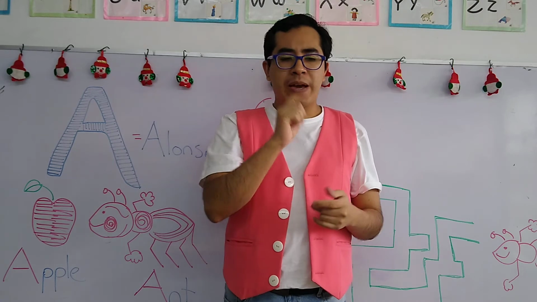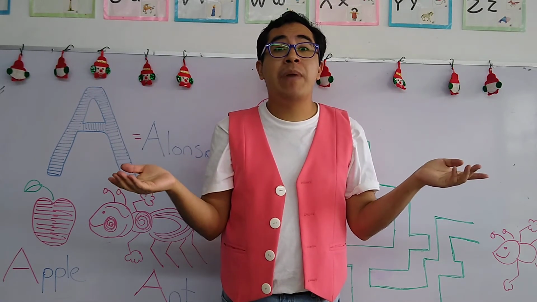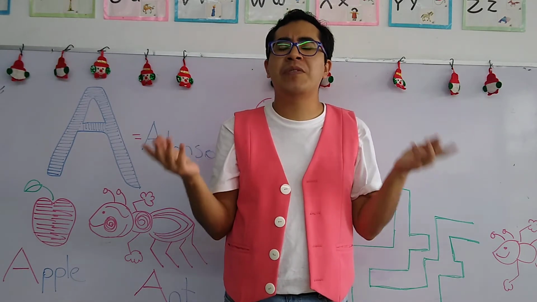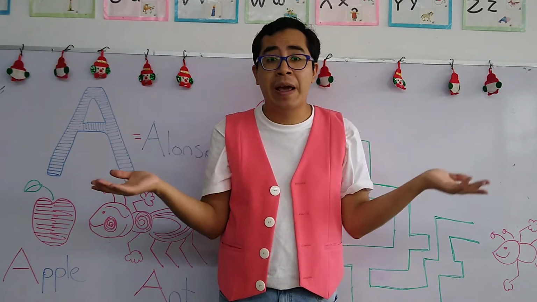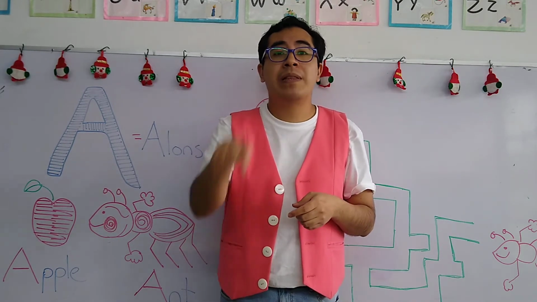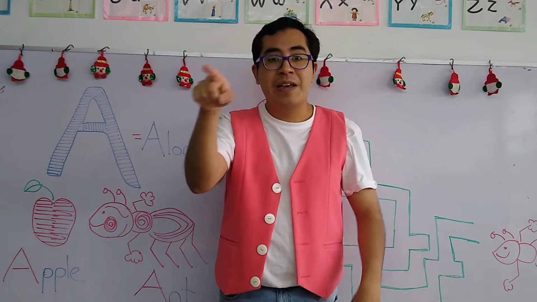Now, you, my students, I'm going to ask you a question. What do you remember about the letter A in capital form? Characteristics of capital A. First of all, remember, it looks like a triangle with a line in the middle. Parece un triángulo con una línea en medio.